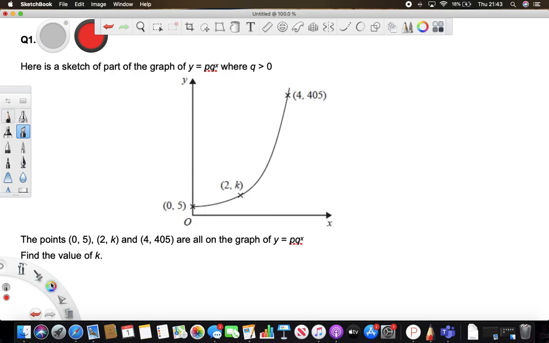So we've got points, we have an equation, and we need to find k. So what we'll do is we'll start substituting some of these points in and see what we can do. So firstly, we'll start with the coordinate point 0, 5. This is just a colon. So the left hand coordinate is x, the right hand is y, and this goes into the equation here.